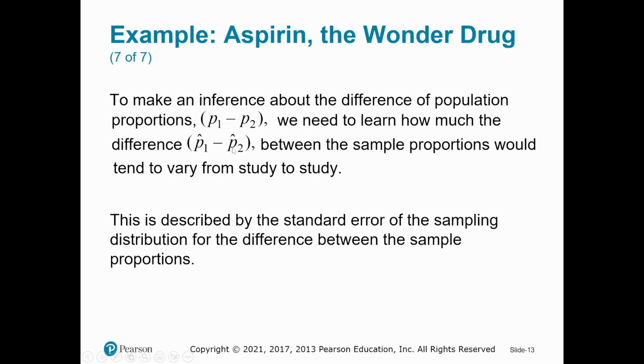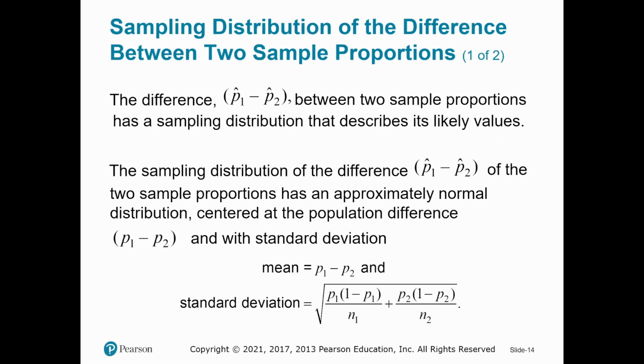This estimator estimates this population difference. So this whole difference is an estimated difference in two proportions. And this will be hypothesized under the null hypothesis, probably hypothesized to be 0, but we'll see. So this is described by the standard error of the sampling distribution for the difference between the sample proportions. Okay, so let's cut to the chase.